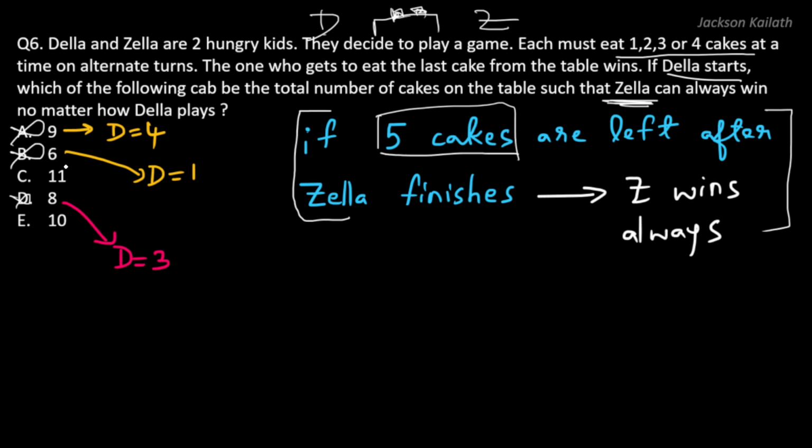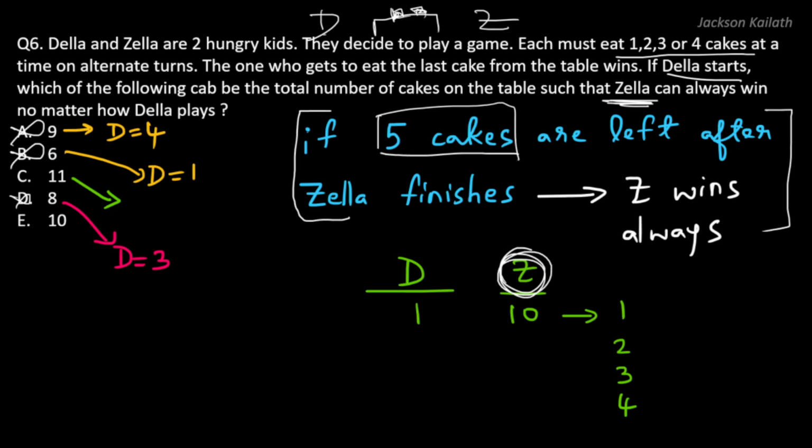All right. So let's try to first analyze option C, which is the case of having 11 cakes on the table. Now Della can eat 1, 2, 3 or 4 cakes, right? Now let's take the case where Della eats 1 cake. Now after Della eats 1 cake, 10 cakes are left and it's Zella's turn. Now Zella can eat, as per the question, 1, 2, 3 or 4 cakes.